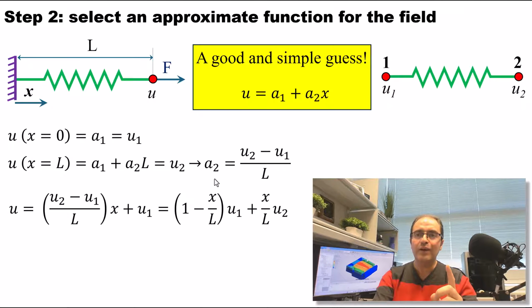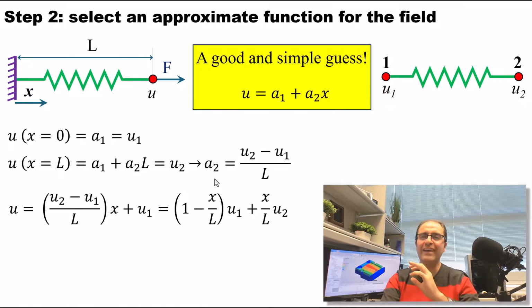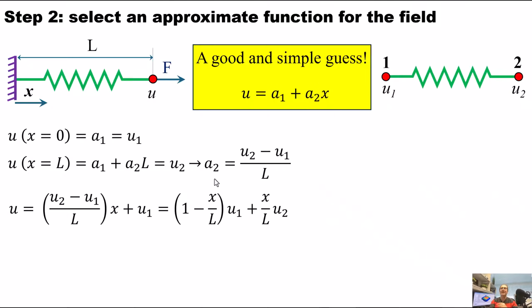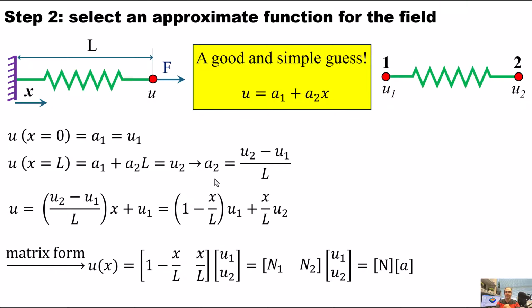One thing that engineers want to do in the finite element method is to write everything in matrix form, and we want to do the same. In matrix form, I can write u of x, because u is a function of x, as [1 minus x over L, x over L], this is a 1 by 2 matrix, times [u1, u2]. You can see that the multiplication of these 2 matrices is going to create the same thing that you see here. I can name 1 minus x over L as N1 and x over L as N2.